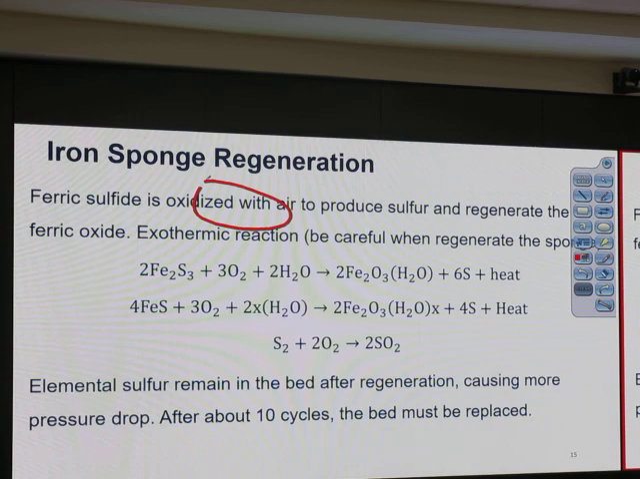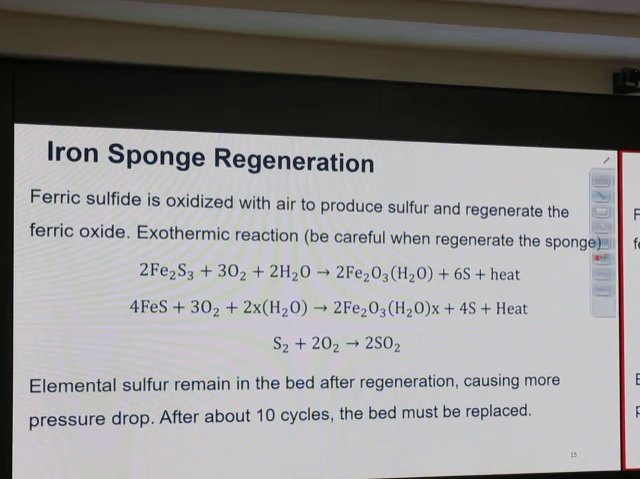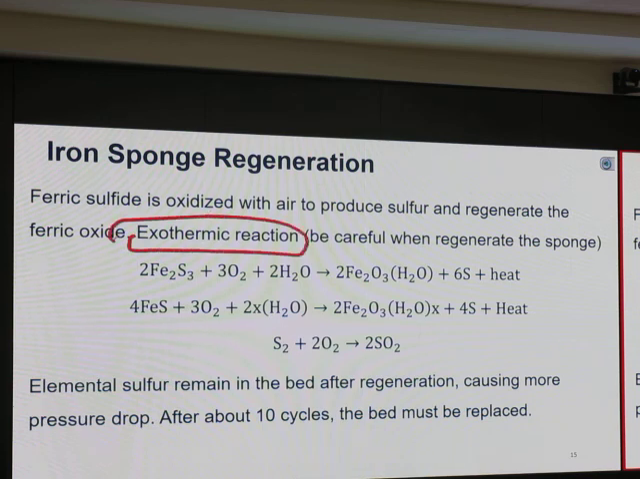When we use it, after a while it will degrade. We have to regenerate it. The way they regenerate it is to oxidize with air, carefully, with an exothermic reaction with air, kind of burning it or some kind of chemical reaction. So we have it fresh again. But after the regeneration, elemental sulfur remains at the bottom, around the wood chips. It causes more pressure drop. So after 10 times of regeneration, we have to replace the bed.